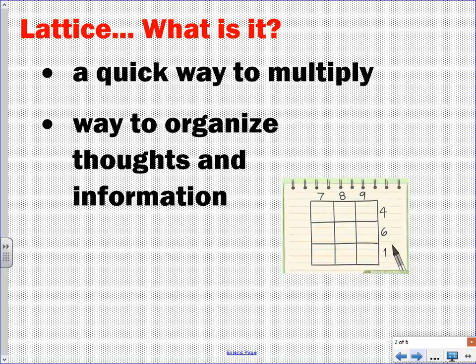So lattice, what is it? First of all, it's a quick way to multiply numbers, not just regular single-digit numbers, multi-digit numbers. It's also a way for us to organize our thoughts and information. We use our lattice box, seen right here on this screen, to multiply our numbers and keep them organized so we don't have numbers jumbled up all over our paper.